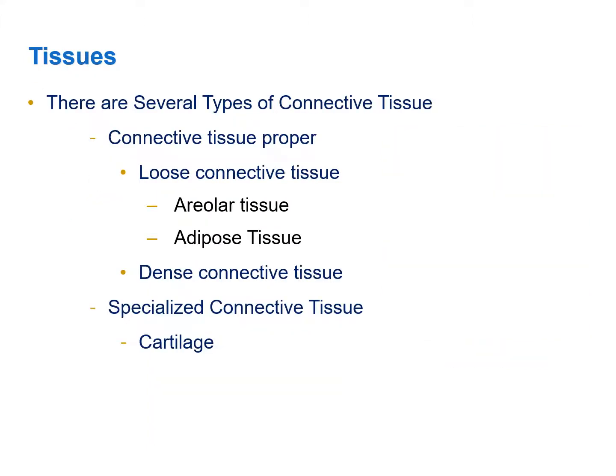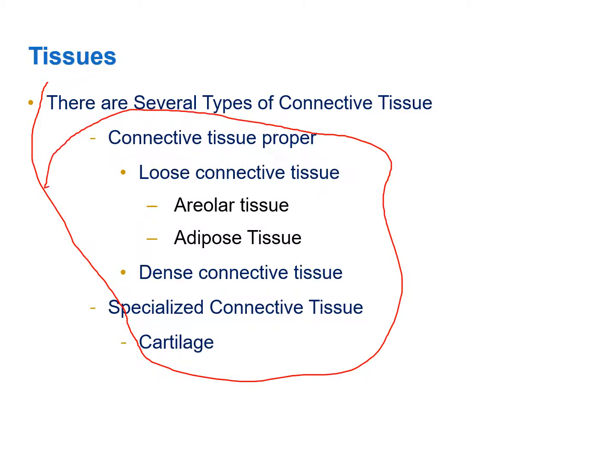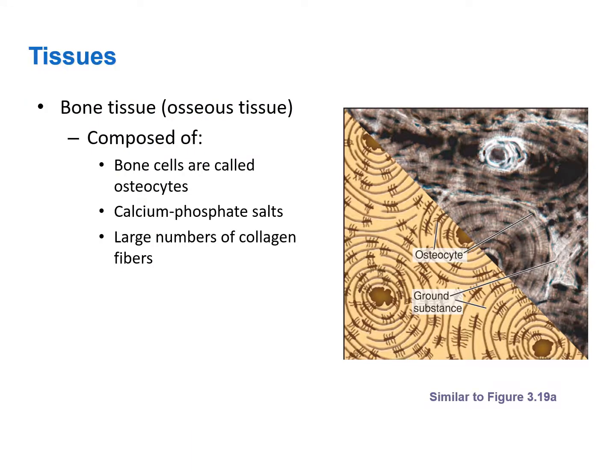Okay, so we've talked about all of these so far, right? And now the next one that we're going to talk about is just bone and blood, right? So those are going to be our last two. Okay, so this is going to be bone tissue. Sometimes we call this osseous tissue as well.